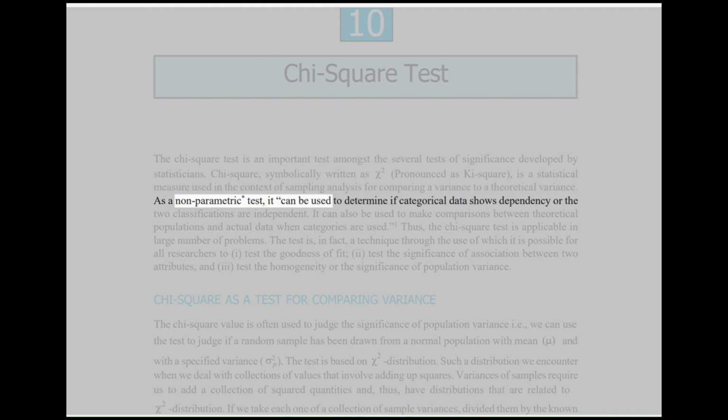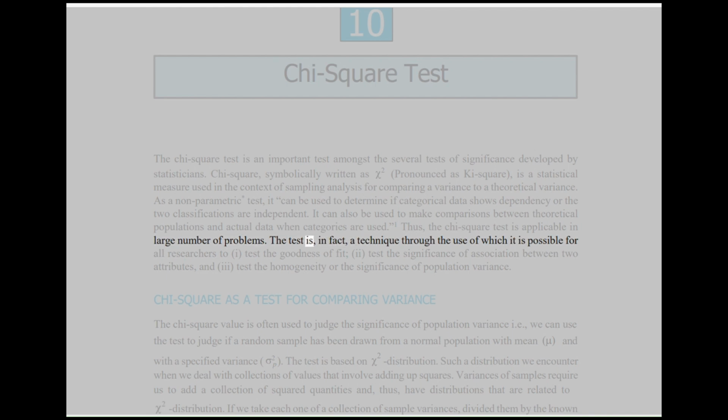As a non-parametric test, it can be used to determine if categorical data shows dependency or the two classifications are independent. It can also be used to make comparisons between theoretical populations and actual data when categories are used. Thus, the chi-square test is applicable in a large number of problems.